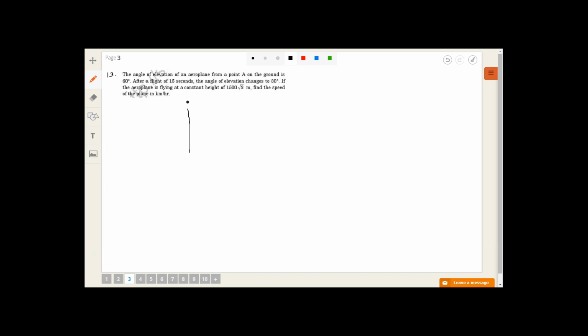Let us suppose the plane be at point B, and let this be point A, with 60 degrees. And the plane is moving from point B to C, and if the angle is observed from this point to the ground level, it is 30 degrees.